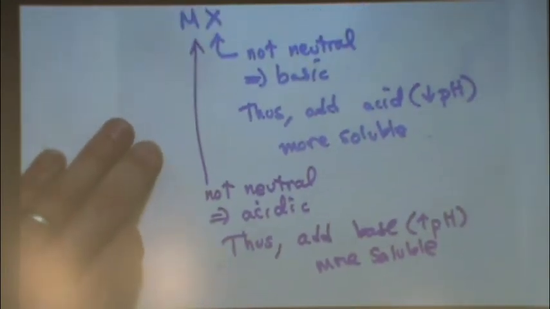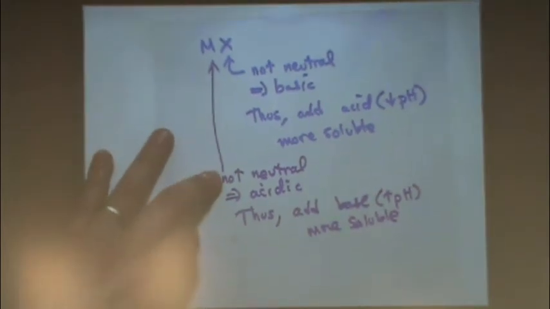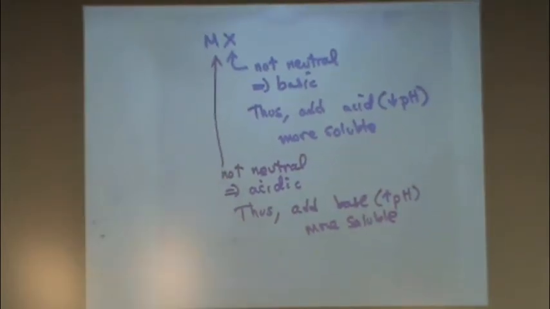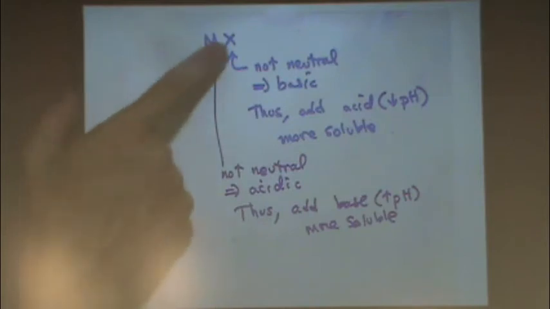The part in purple here that I just wrote is not considered in the older finals, so don't consider it yourself either. But it would be true now if you saw it in a current final. So you can add an acid or a base to make something more soluble, increasing or decreasing pH depending on what these are.